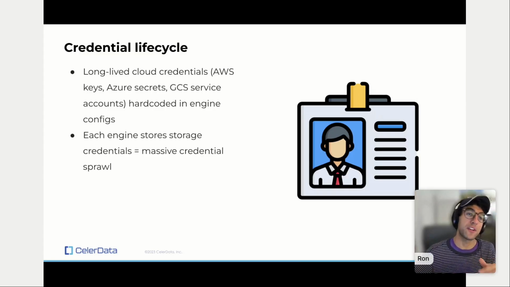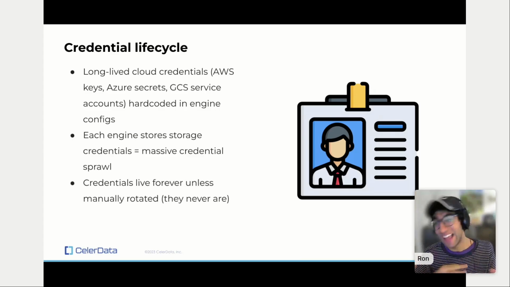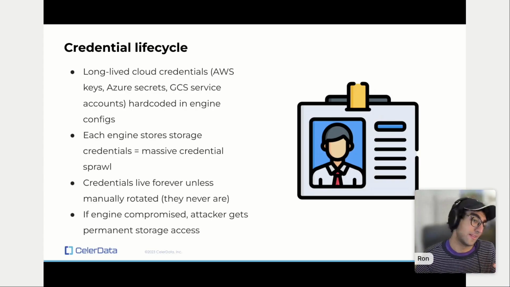And so when you have each engine storing these credentials, you get massive credential sprawl where your credentials are sitting kind of like a God user on this engine. And those credentials will end up living forever unless they're manually rotated, and unless you have some good policies in the cloud, which hopefully you do. Many times those credentials aren't rotated until they have to be or something happens. So that is the credential lifecycle challenge, which is maybe one of the most important, if not the most. And naturally, if the engine is compromised, the attacker gets kind of permanent storage access because you have these godlike credentials.